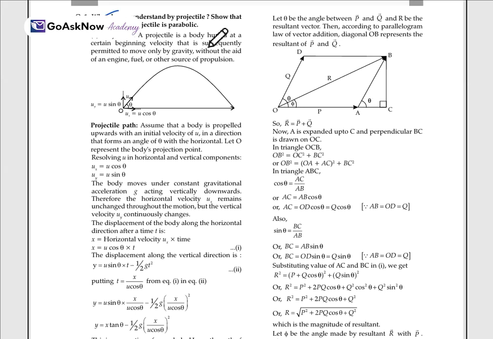Then there is the self-assessment. This is completely based on the topics we have covered. All the questions are based on the topics which we have studied, and you will have to determine the answers on that basis.